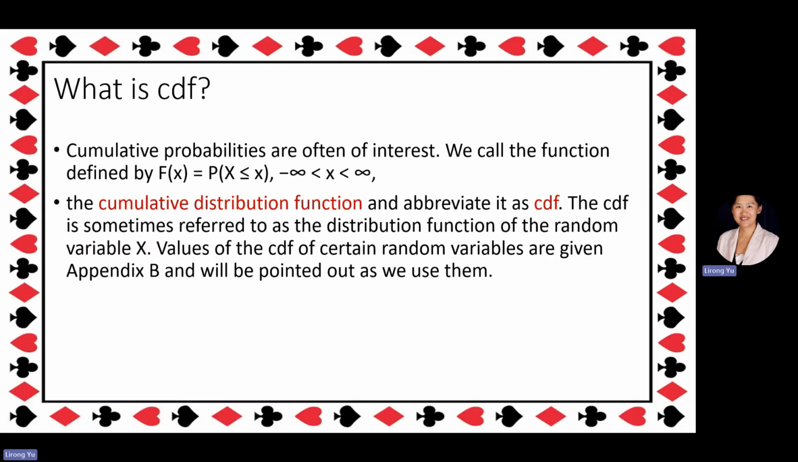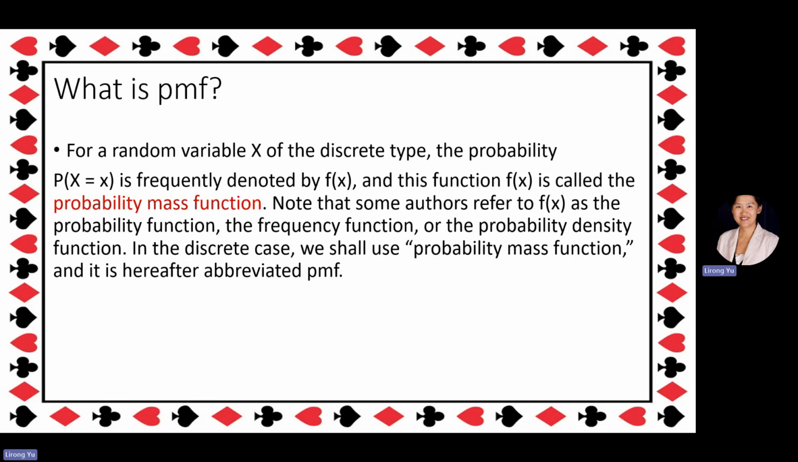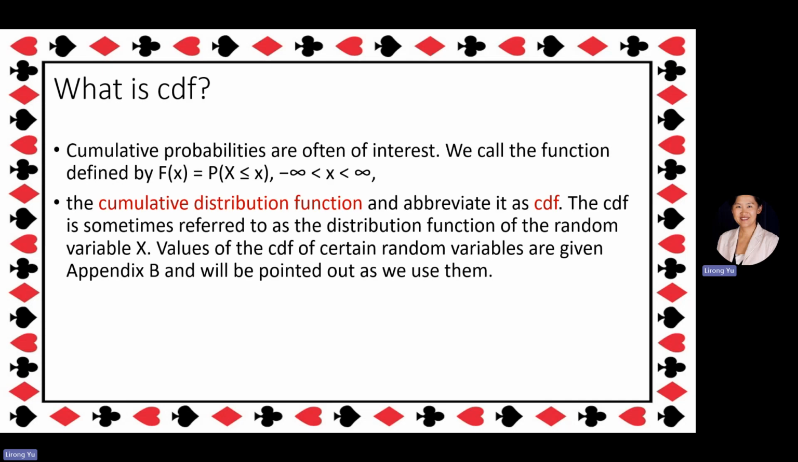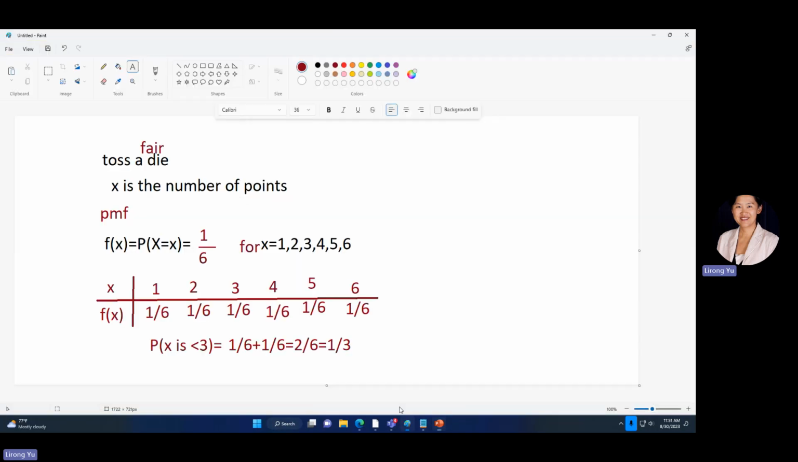All right, and let's talk about the CDF. This is in comparison with the PMF. PMF represents the probability mass function. Now CDF stands for cumulative distribution function. The cumulative distribution function is more important because it allows us to find the probability for the variable to be lower than a certain number. Any question?